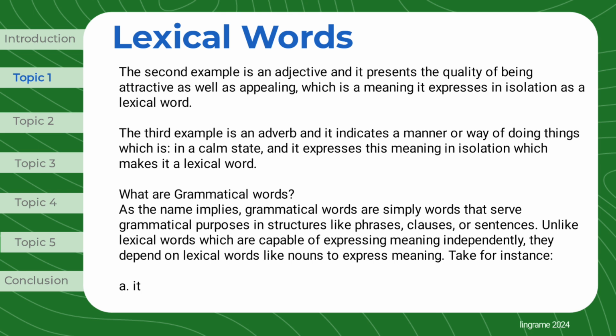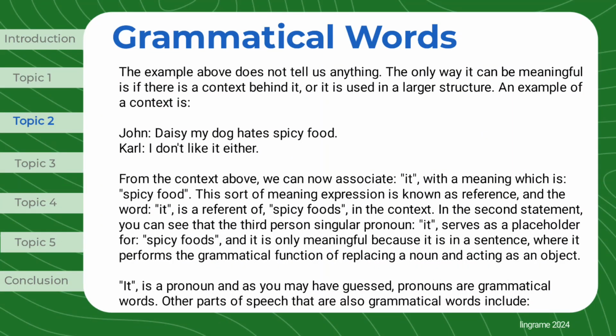What are grammatical words? As the name implies, grammatical words are simply words that serve grammatical purposes in structures like phrases, clauses, or sentences. Unlike lexical words which are capable of expressing meaning independently, they depend on lexical words like nouns to express meaning. Take for instance, it. The example above does not tell us anything. The only way it can be meaningful is if there is a context behind it, or it is used in a larger structure.